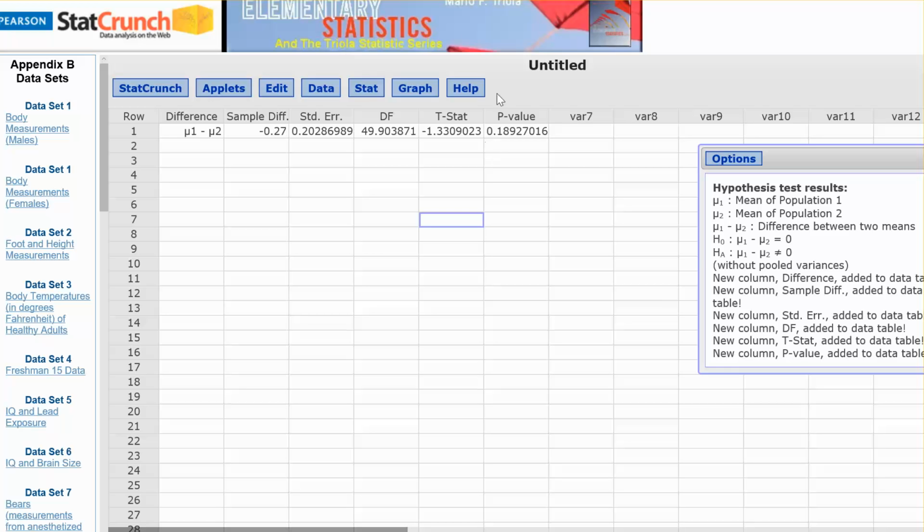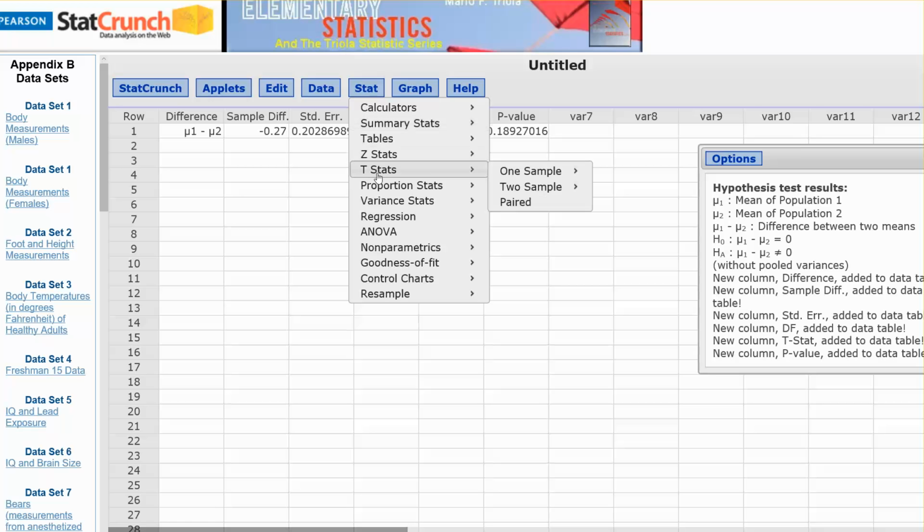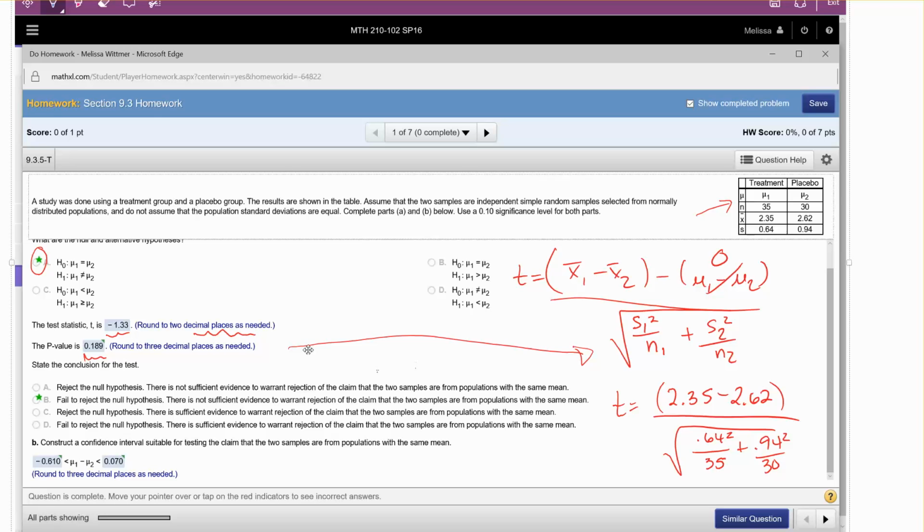So if we go back and look at the information again, the p-value is 0.189, state a conclusion for the test. So here, if you're doing the p-value method, you're going to compare your p-value, 0.189, to the significance level of the test, which is 0.10. 0.189 is greater than that significance level, so you would fail to reject the null. And using the appropriate wording, there is not sufficient evidence to warrant rejection of the claim that the two samples are from populations with the same mean.